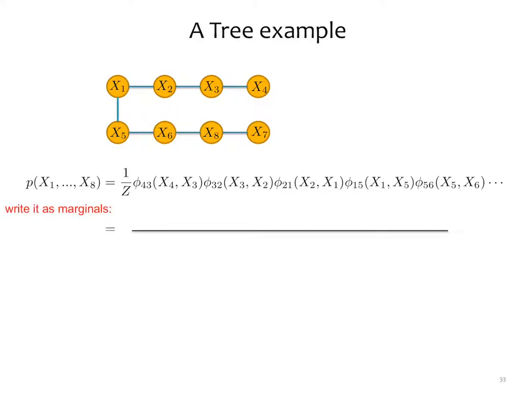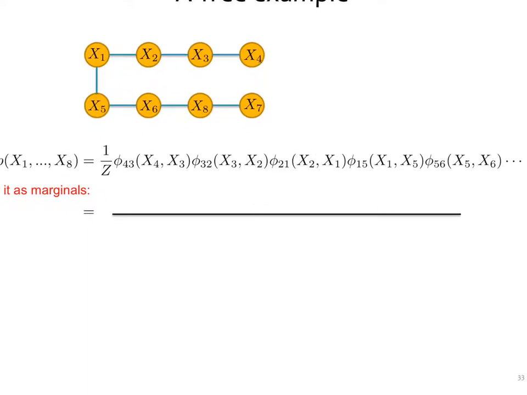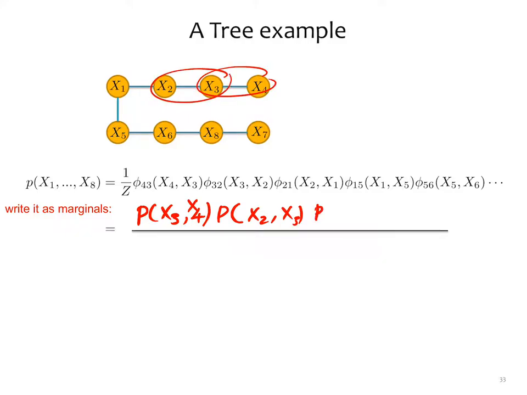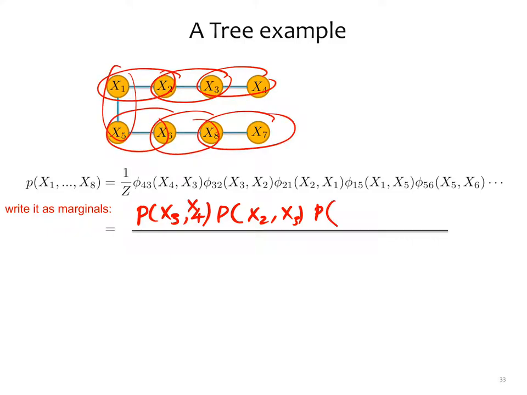Can I write this as marginals? Can I write it as P(x3, x4), P(x2, x3), this guy, right, and so on and so forth? And then what should I divide it by?